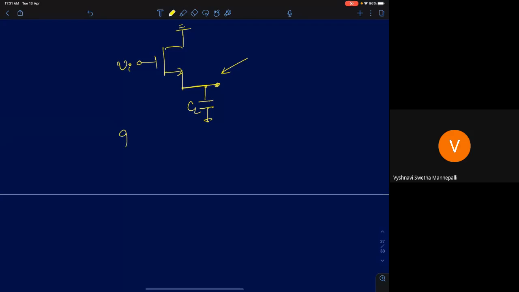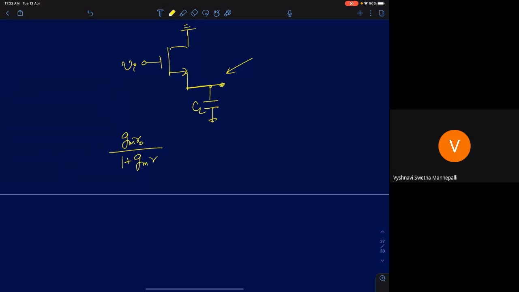The DC gain is, if I ignore R0, going to be 1. But if I consider R0, it will be GM R0 by 1 plus GM R0. That's your DC gain. The next step is to find the pole.